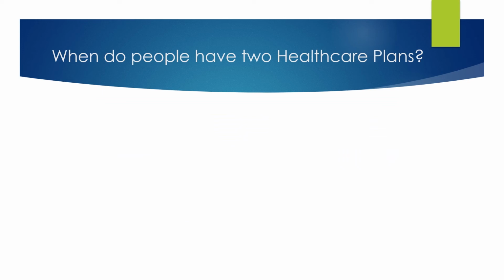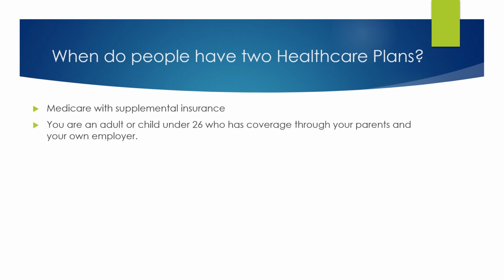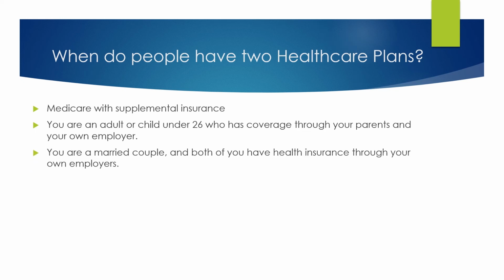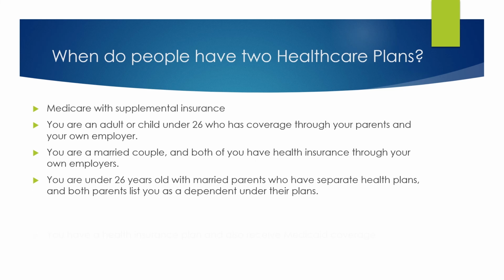Some common examples of patients who would have two insurances include patients with Medicare plus their supplemental private plans, and patients who are, say, under the age of 26 who still get coverage through their parents but also get coverage through their employer. Married couples where both are carrying insurance through their employers would be another reason why people would have two, or married parents who both have coverage and both have their children listed on each plan.